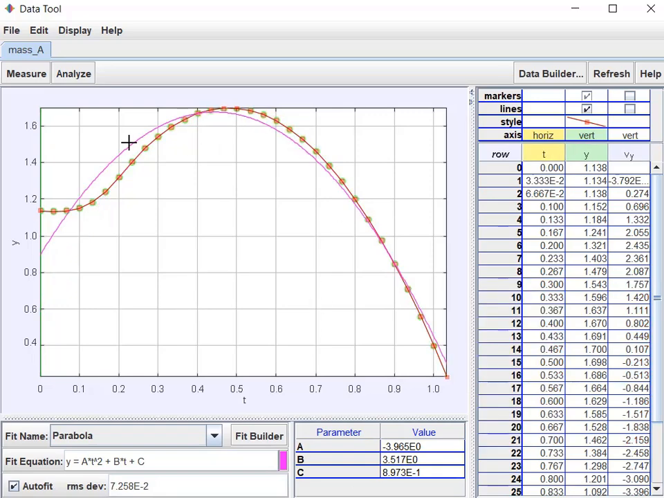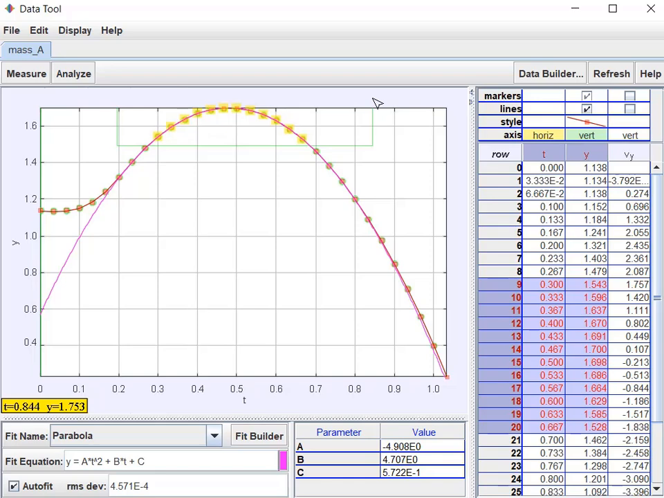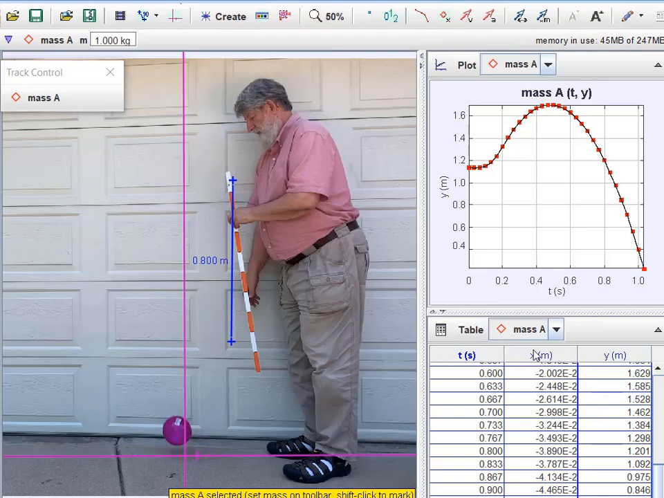Notice if I choose a chunk of data near the top of the curve here, I'm fitting a parabola to these points, and that same parabola fits all of these points along the path very nicely. It's a little bit off at the end where air resistance gets larger because I'm moving faster through the air, and it doesn't fit at all up here when my hand is in contact with the ball. So it looks like we're going to get a parabolic graph when we have something moving under the influence of gravity alone.